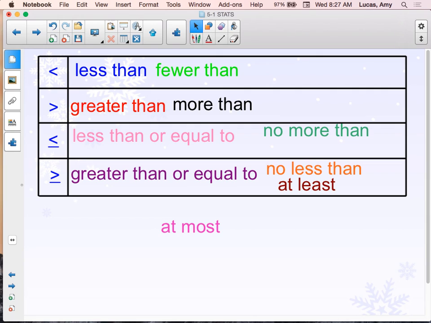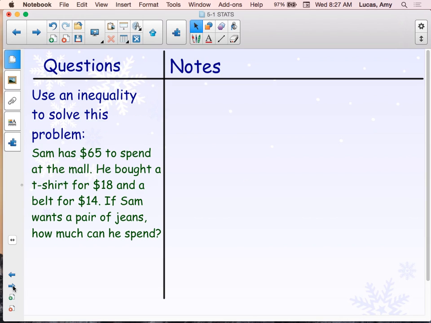And at most, if I have at the very most $5, that means that I don't have more than 5. At the very most I have 5, that means I've got 5 or less. So less than or equal to. So those words might take you a little while to get used to.